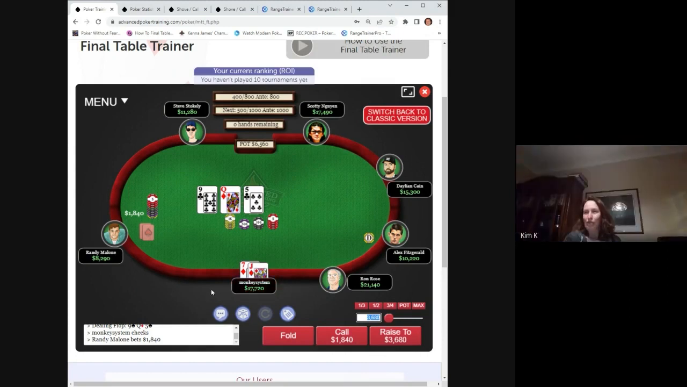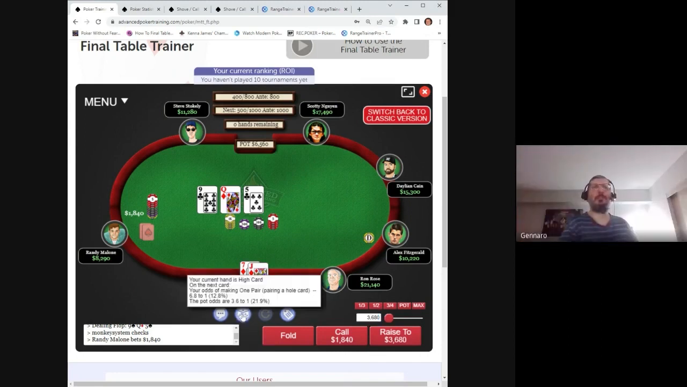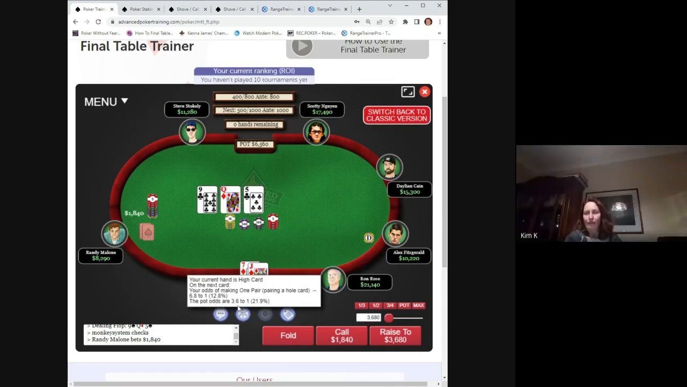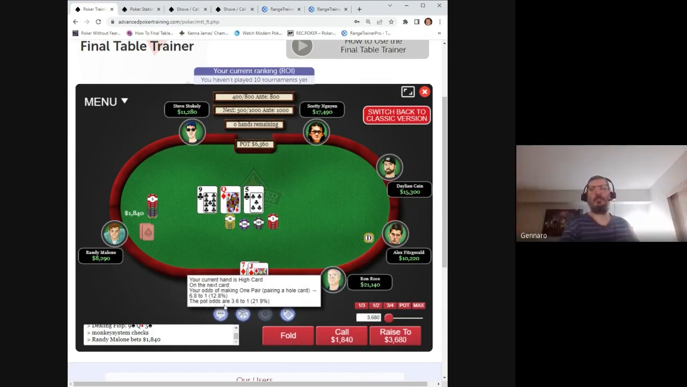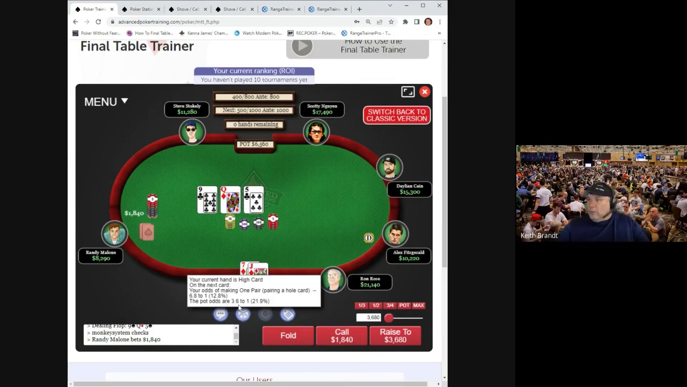How much was in there before he bet? Well, it's 65 now minus 18, so 47. He bet about half pot, right? Well, it's 47. You bet 18, so a little bit less than half, more like 40%. Yeah. The pot we're getting 3.6 to 1.